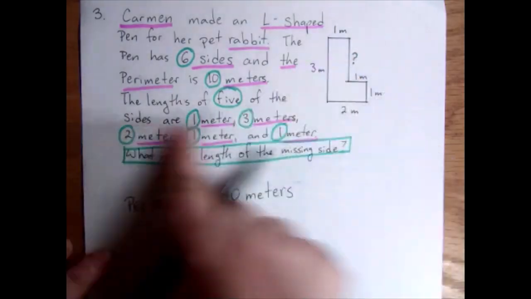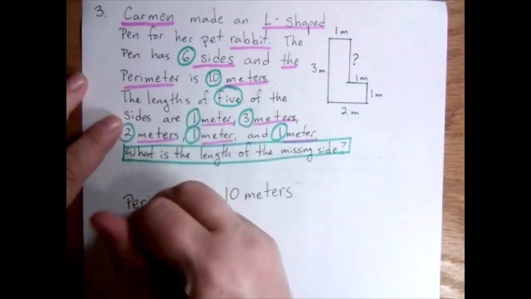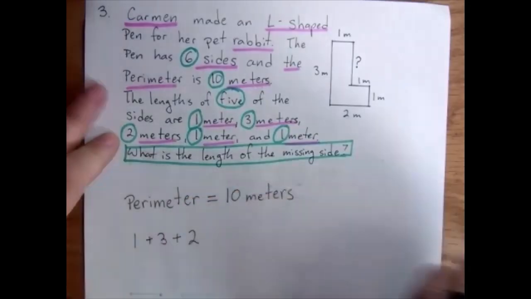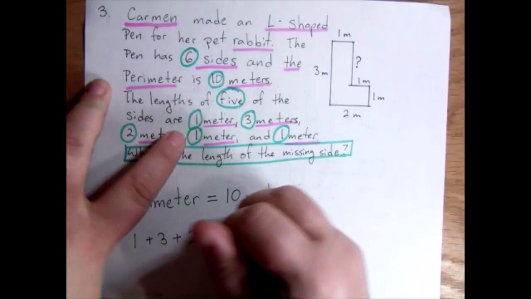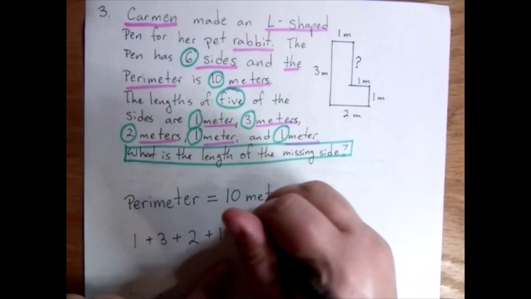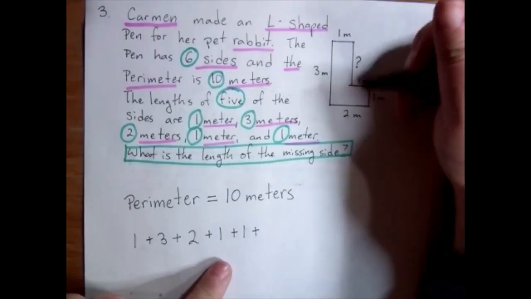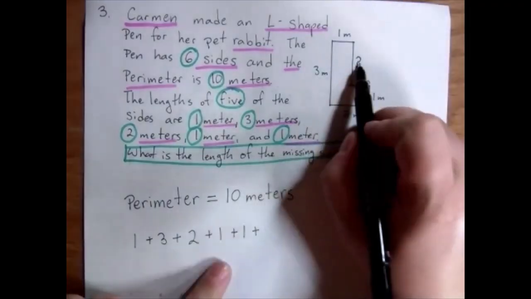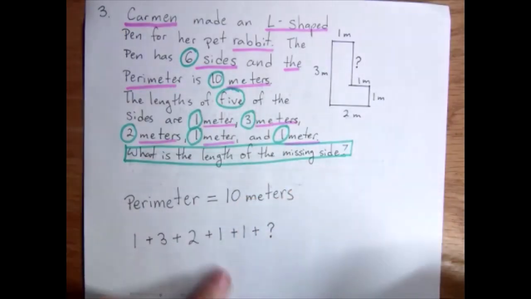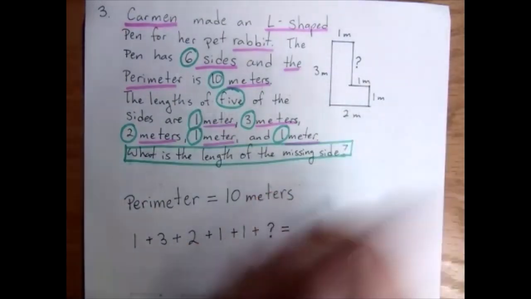All right, so I have my first 5 sides. 1 plus 3 plus 2 plus 1 plus 1. And then the last side is represented here on this model by a question mark. So I'm going to take that question mark and put it in our equation right here because that's representing the missing number. Equals 10 meters.